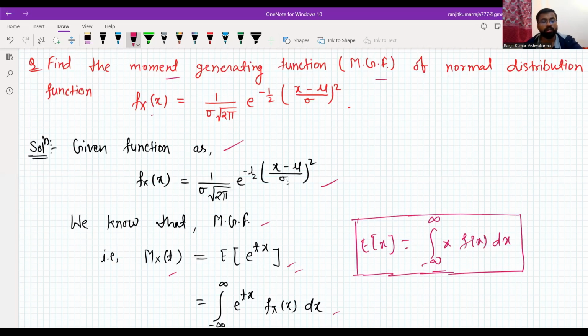You can also find it with the same process; you can apply it and you will get the answer.